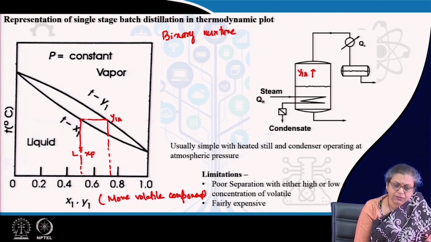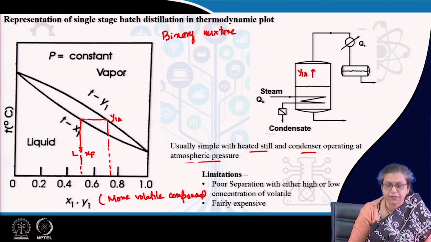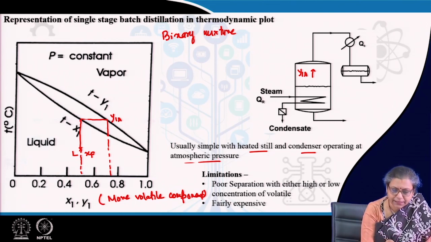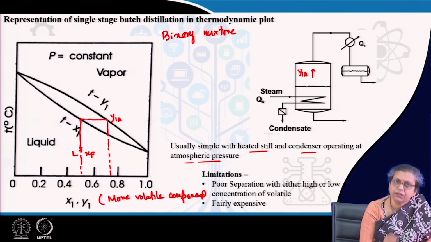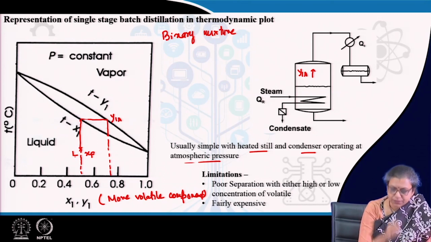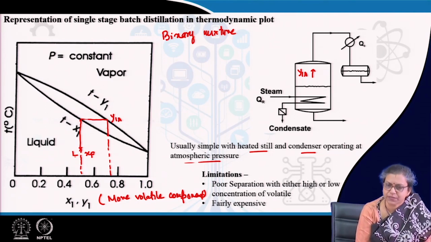Well, now this is very simple, this is the simplest type, as I have told you, with a heated still and the condenser operating at atmospheric pressure. But you have already realized the limitations of this. You can very well understand that the maximum separation that we can get from here is the equilibrium composition in equilibrium with the feed composition. And you also know that under practical situations it is going to be lesser than this. Along with that, we know it is fairly expensive.